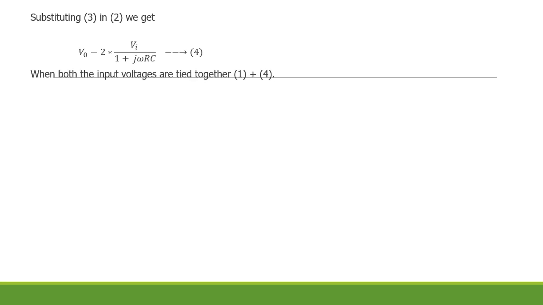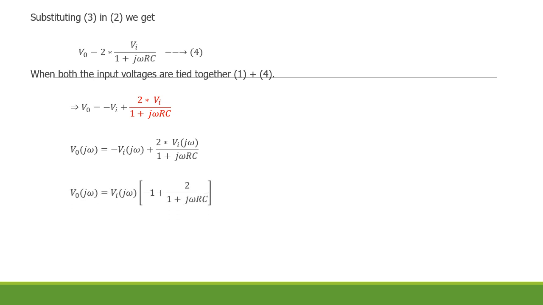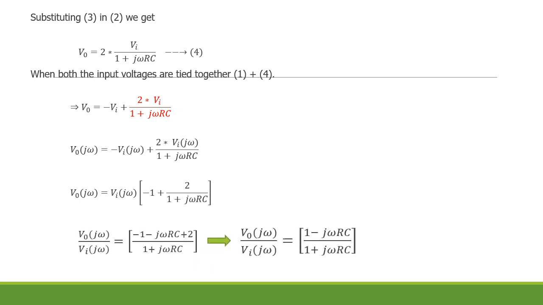When we combine both the input voltages, that is the input present at the inverting input terminal and the input present at the non-inverting input terminal, we get V0 is equal to minus Vi plus 2 times Vi by 1 plus j omega RC. The first term is because of the input present at the inverting terminal, and the second is because of the input present at the non-inverting input terminal. When we write this in terms of frequency in order to analyze the phase characteristic, we get V0 of j omega is equal to minus Vi of j omega plus 2 times Vi of j omega by 1 plus j omega RC. Let us take Vi of j omega common and combine all the values. We get output by input, that is our gain, V0 of j omega by Vi of j omega, equal to 1 minus j omega RC by 1 plus j omega RC.